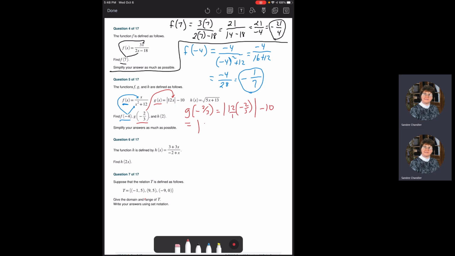Now you can remember 12 is over 1. And you can do this by 12 divided by 3, which is 4, times 2, which is 8. So we have a negative 8 inside our absolute value. Or you can do 12 times the 2 and get 24, divide by 3. Still get the negative 8 inside the absolute value. Minus 10. Well, the absolute value of negative 8 is 8 minus 10, and that gives us an answer of negative 2.